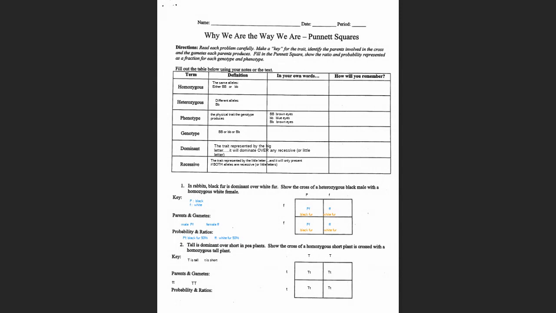Yep, it's going to be 100% tall. The reason for that is that big T, big T or big T, little t would produce a tall plant, right? And all of those have a big T in them, so they're going to produce a tall plant. So there's 0% chance it would be short.